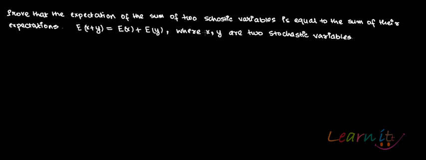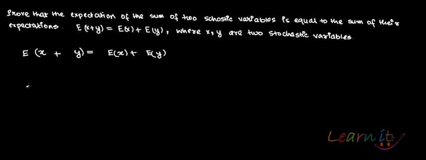Suppose x and y are two stochastic variables. Now you have to show that the expectation of the sum of the two stochastic variables is equal to the sum of their own expectations. So when x and y are two stochastic variables, you want to show that the expectation of the sum of these is equal to the sum of the expectations of these.